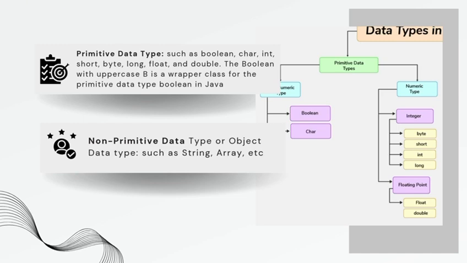Understanding the distinction between these data types is essential as it impacts how Java manages memory and performance. While primitive types are directly stored in memory, non-primitive types store a reference to the data, offering more flexibility in handling complex data structures.